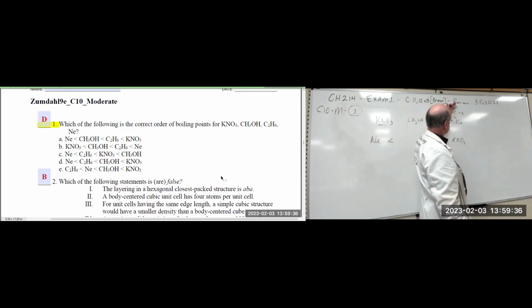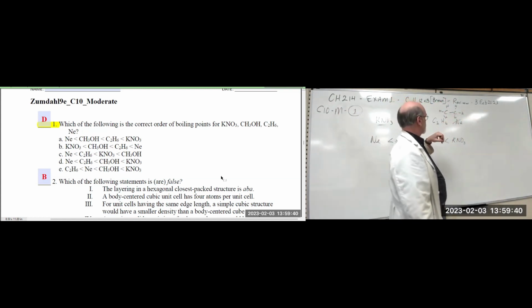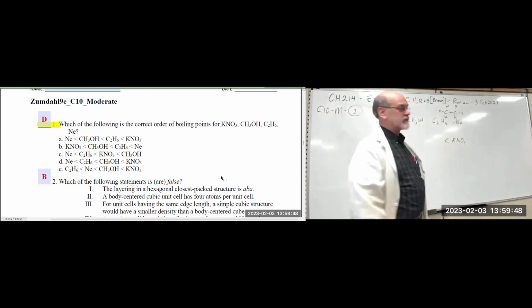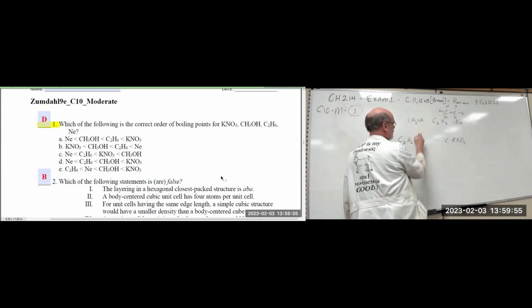around each one of these central carbons is a tetrahedron. So even if they were polar bonds, which is slightly polar, they all cancel each other out. So that's a nonpolar molecule. It would be the next one. And then this one has hydrogen bonding.